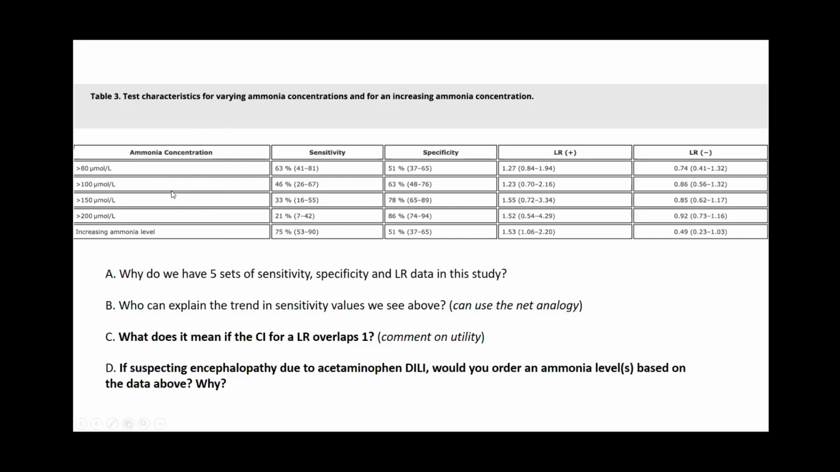We'll go into the details of the methodology, but based on what you see in front of you, and you can focus on the first column as well, why do you think there are 5 sets of data? We have 5 sets of sensitivity, specificity, likelihood ratios. What is being presented to us by the study? I think maybe this study used different cutoffs for the level of ammonia, and that's why they calculated various LRs.